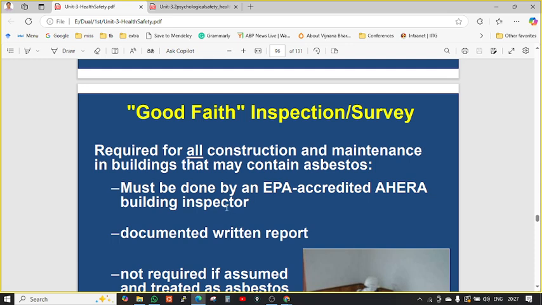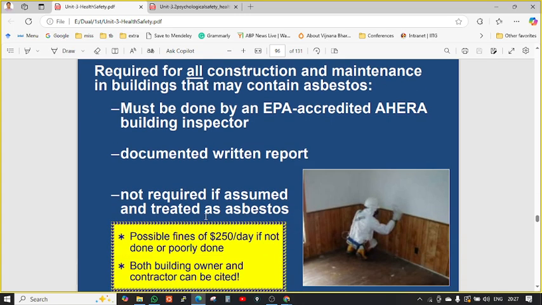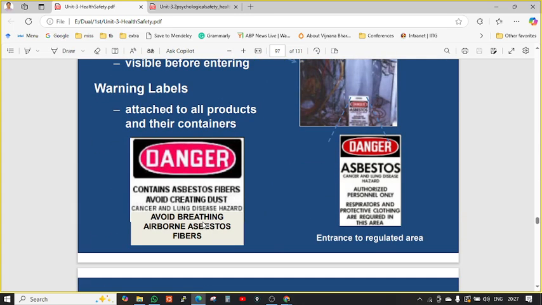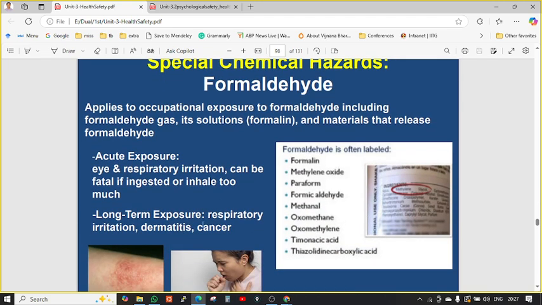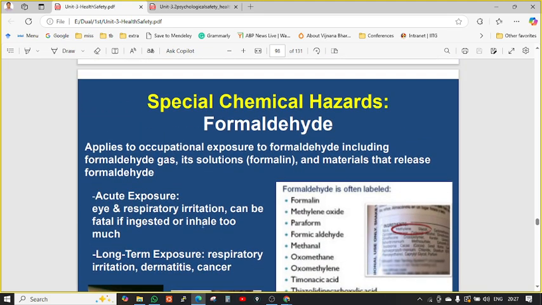Then a good faith inspection survey, this is a very important part. It requires that all construction and maintenance buildings that contain asbestos should be maintained carefully. Just keep this one. The second is some chemicals like formaldehyde.